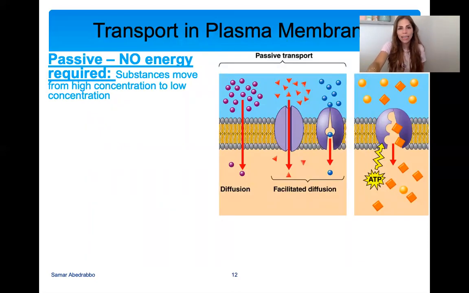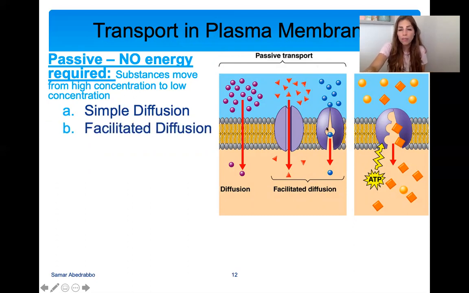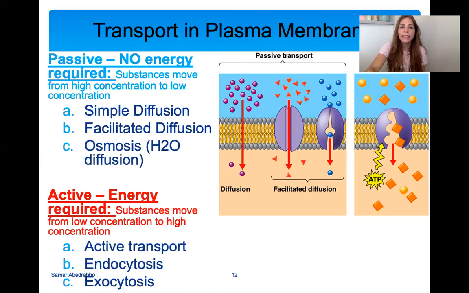So I hope that by now, especially after watching the prokaryotic cell lecture, everyone understands this. So passive, no energy required, substances move from high to low concentration. Simple diffusion is an example. Facilitated diffusion is when you have a protein involved in the cell membrane. And then osmosis is just the movement of water across the cell membrane.